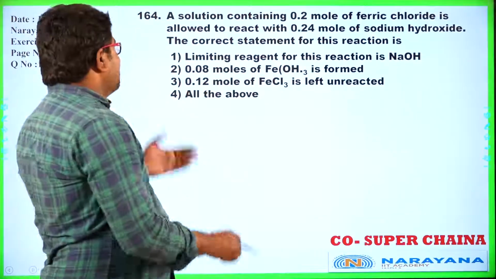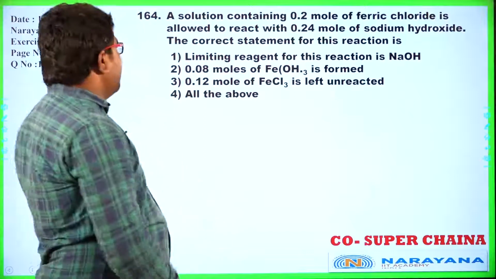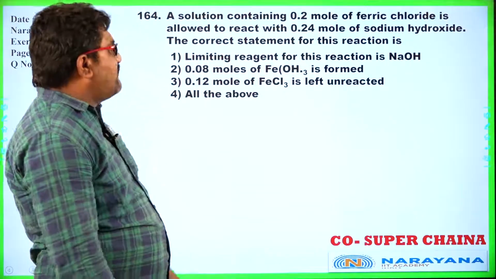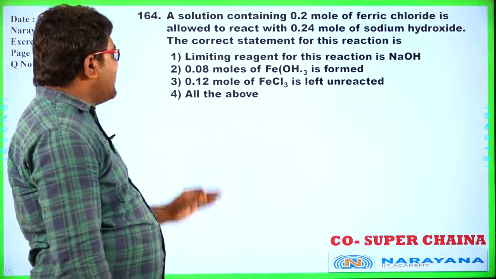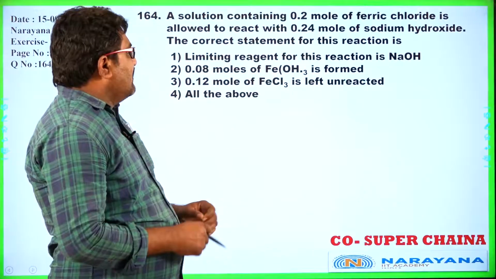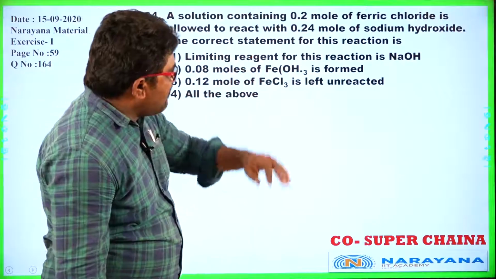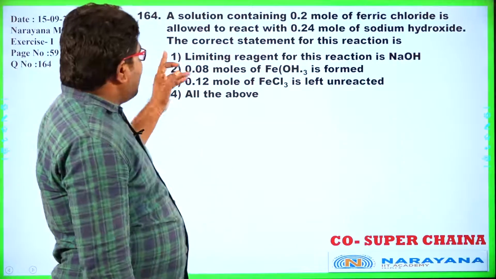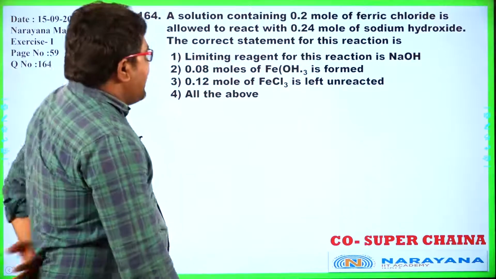This is question number 164 from our material. A solution containing 0.2 mole of ferric chloride is allowed to react with 0.24 mole of sodium hydroxide. What is the correct statement for this reaction?